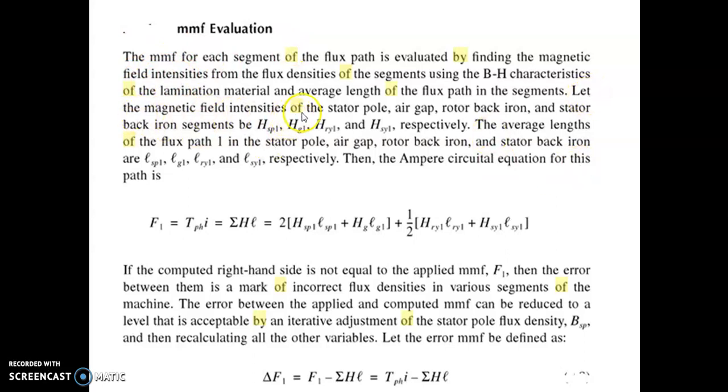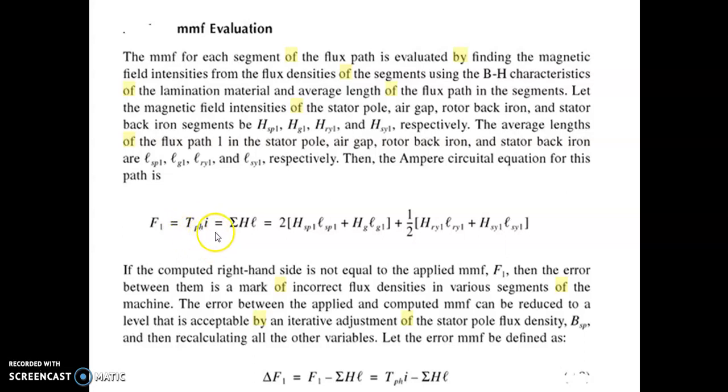Let the magnetic field intensities of the stator pole, air gap, rotor back iron, and the stator back iron segments be HSP1, HG1, HRY1, and HSY1 respectively. The average lengths of the flux path 1 in the stator pole, air gap, rotor back iron, and the stator back iron are LSP1, LG1, LRY1 and LSY1 respectively. Then Ampere's circuital law equation for this path is given by F1 equal to T phase into I, because the force is nothing but N multiplied by I, that is the number of turns multiplied by the current flowing through the turns. That is the total MMF. So instead of the number of turns, here we are using T phase.